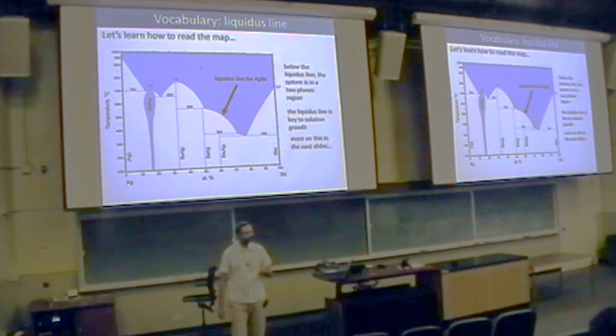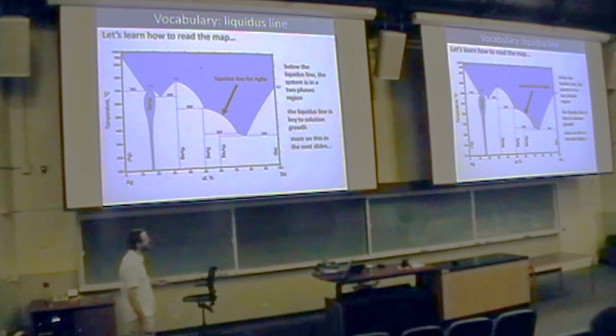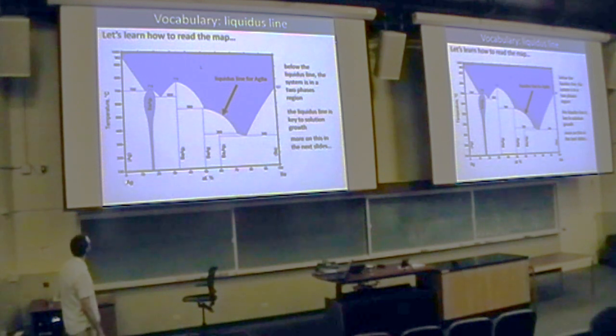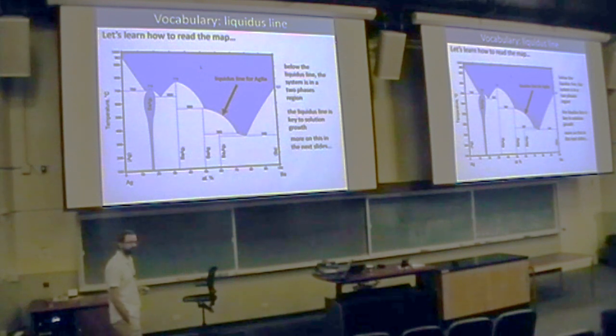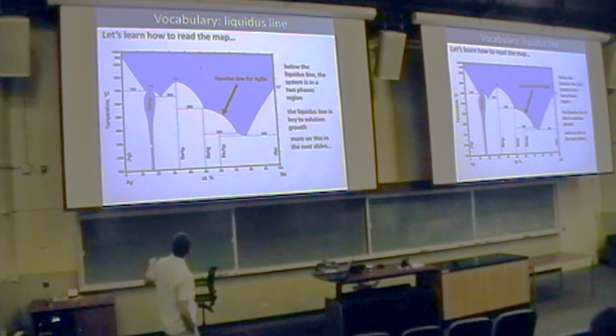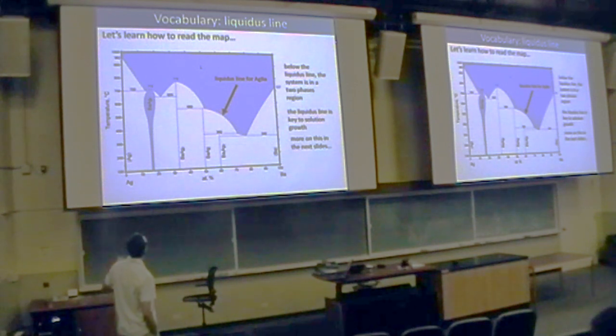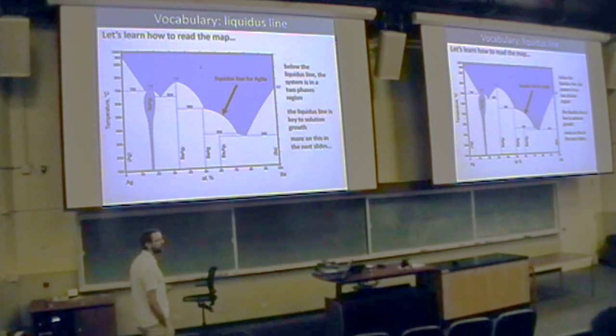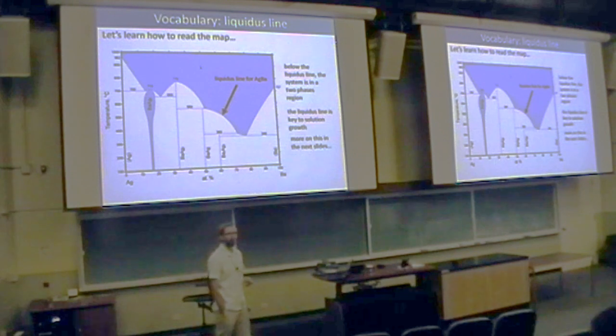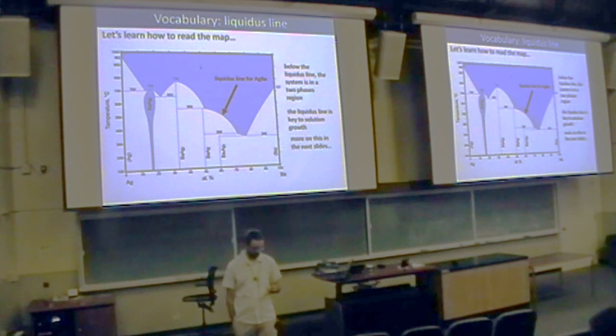This is a binary phase diagram of silver and barium. At the bottom axis here you have the composition. So here is 100% silver, and then here is 100% barium. And then the vertical axis is going to be the temperature. So for every composition and temperature, you are somewhere located on this map, on this binary phase diagram.